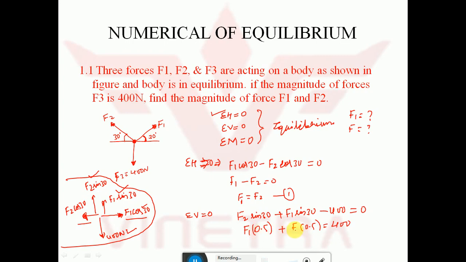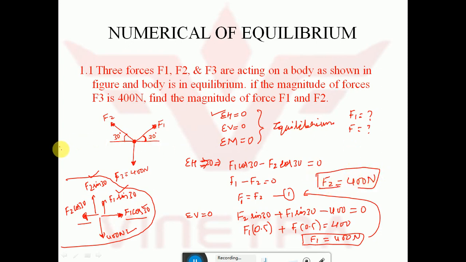So 0.5 F1 plus 0.5 F1 will become F1, which is equal to 400 Newton. So we found out the value of F1. Now from equation 1, if I substitute this value in equation 1, that indicates F2 is also equal to 400 Newton. So we have found out that F1 is equal to 400 Newton, F2 is equal to 400 Newton, and F3 is equal to 400 Newton. So in this manner we can find out the value of F1, F2 and F3.